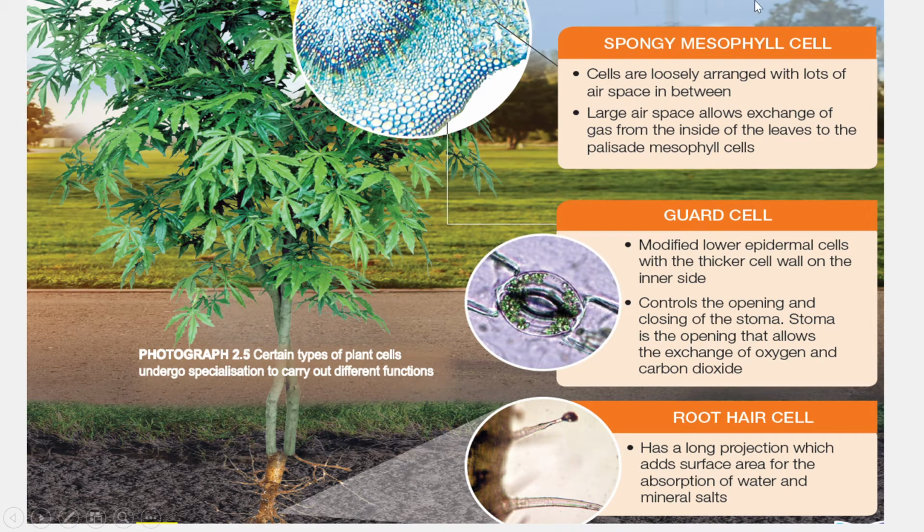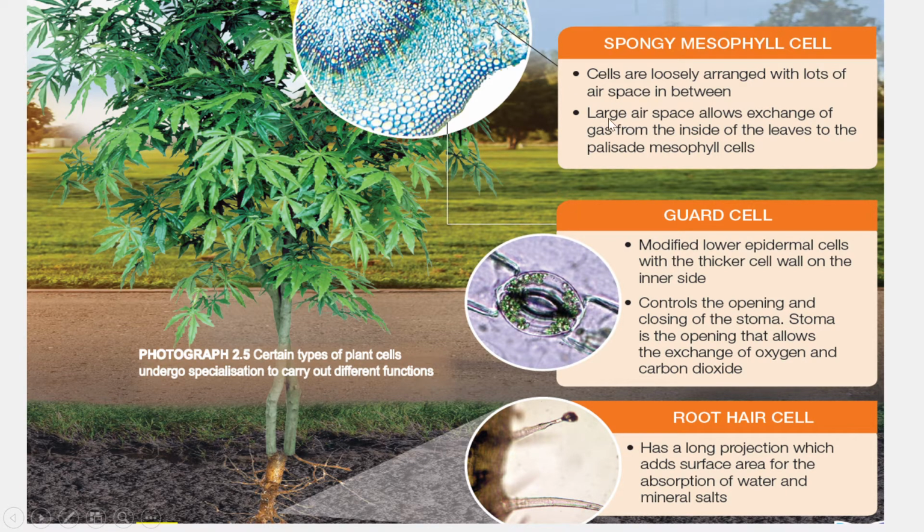Okay, we have another mesophyll cell. Unlike the palisade just now, it is called spongy. They are loosely arranged with lots of air spaces in between the cells. Unlike just now, there are no spaces, they are closely packed to one another. So, what do you think are these air spaces meant for?